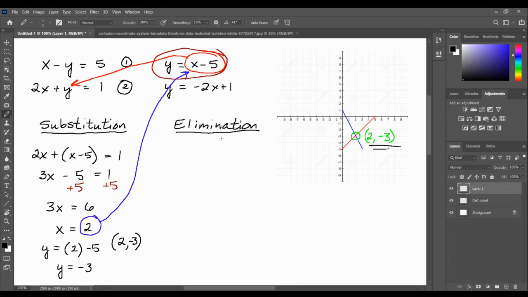Now let's take a look at the elimination method. I'm going to rewrite the two equations. I don't need that line.